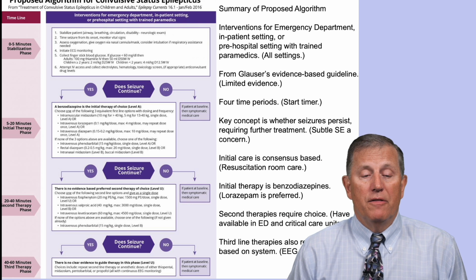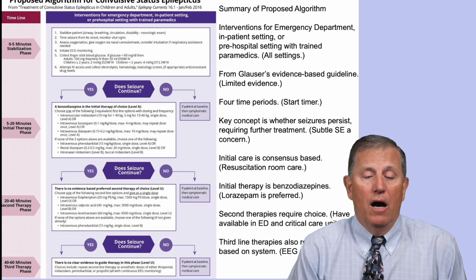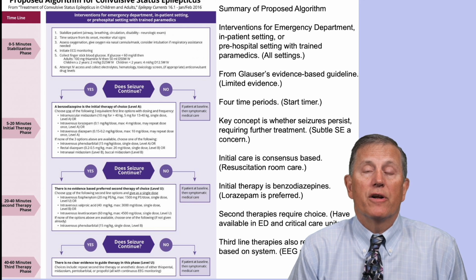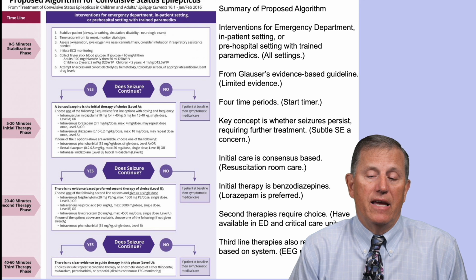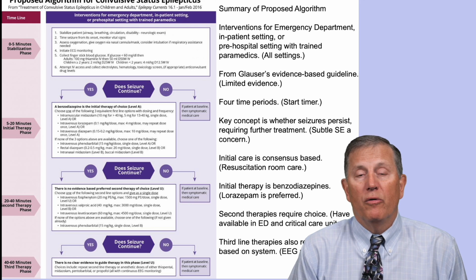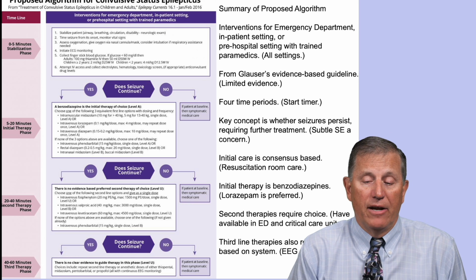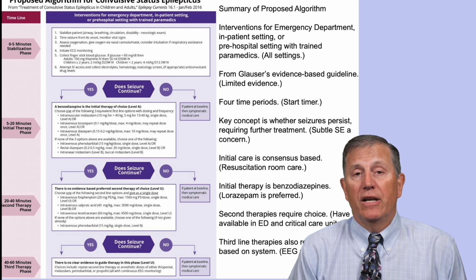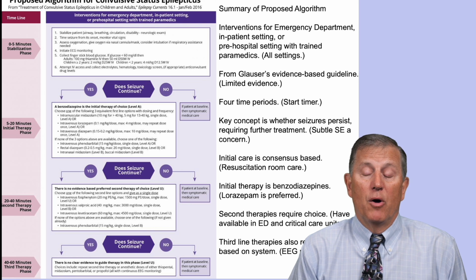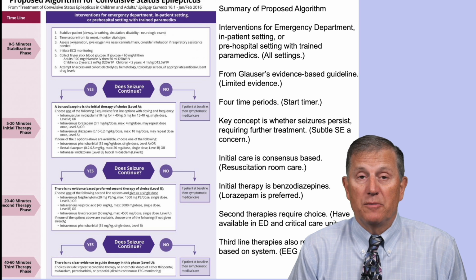Again, this is a graphic of the proposed algorithm from the Glauser Epilepsy Currents publication in 2016. From this, we know that it's applicable to most all settings where there are trained providers. We know that the evidence in the guideline is for the most part not strong, except to say that benzodiazepine should be the initial therapy of choice.